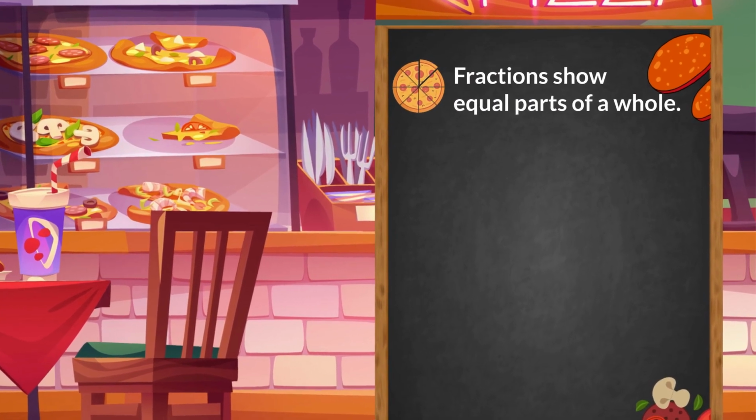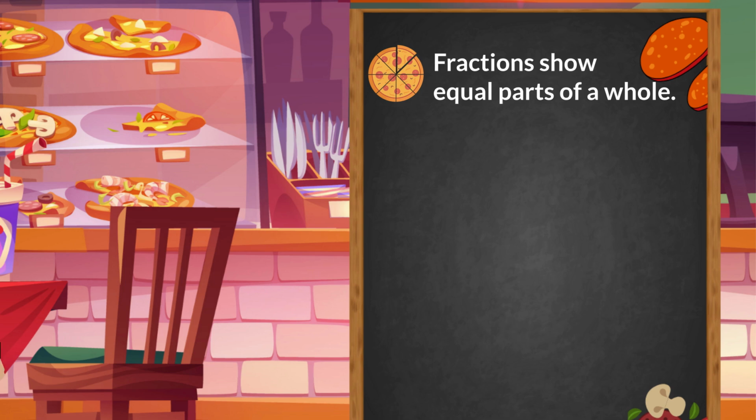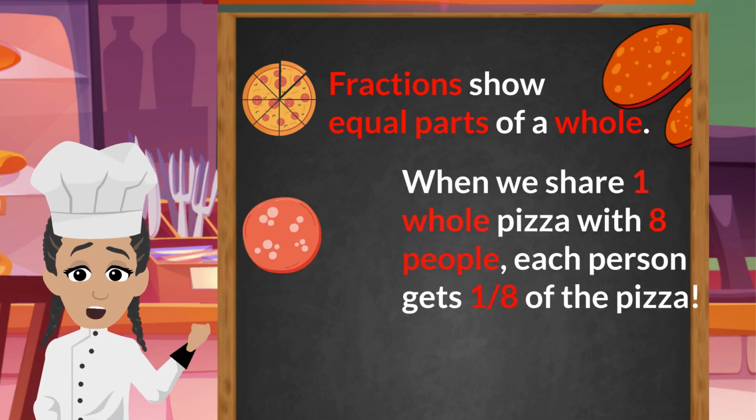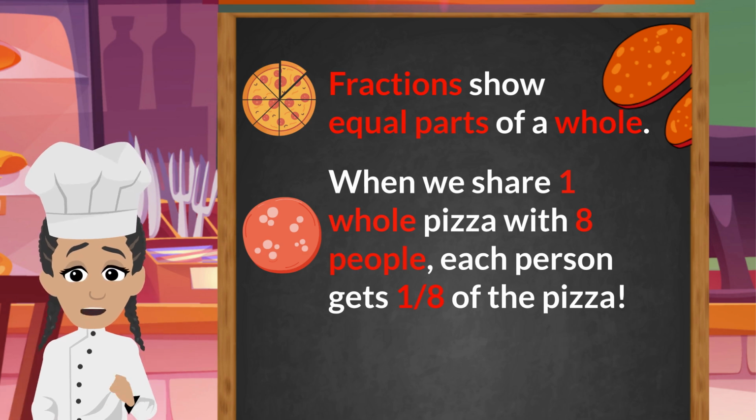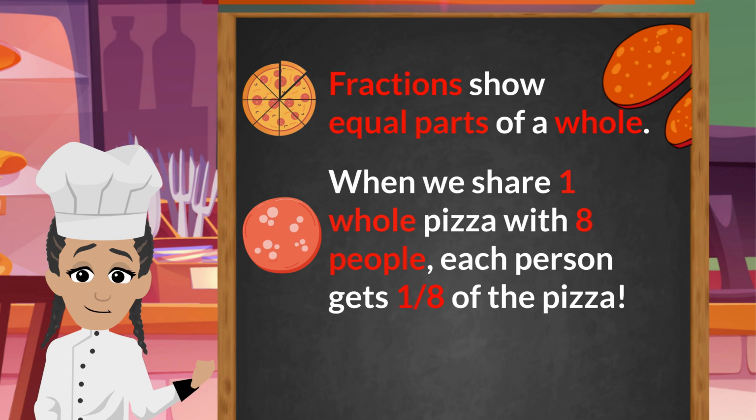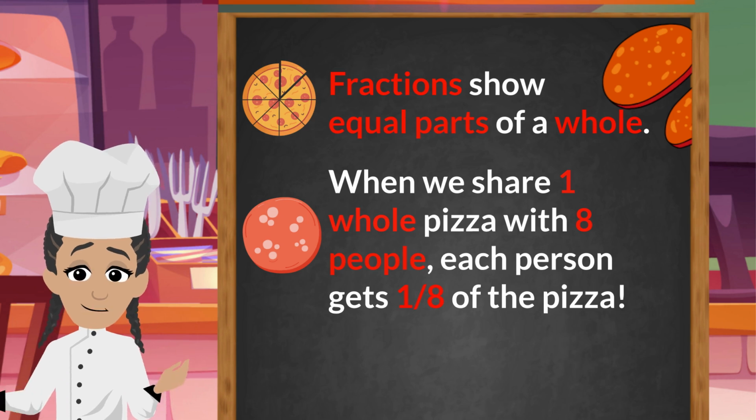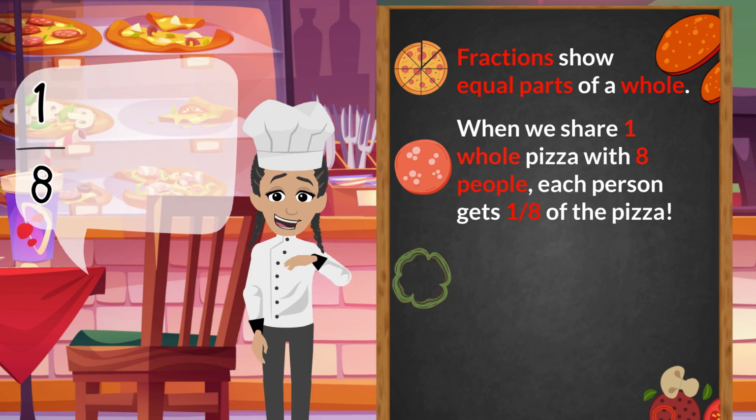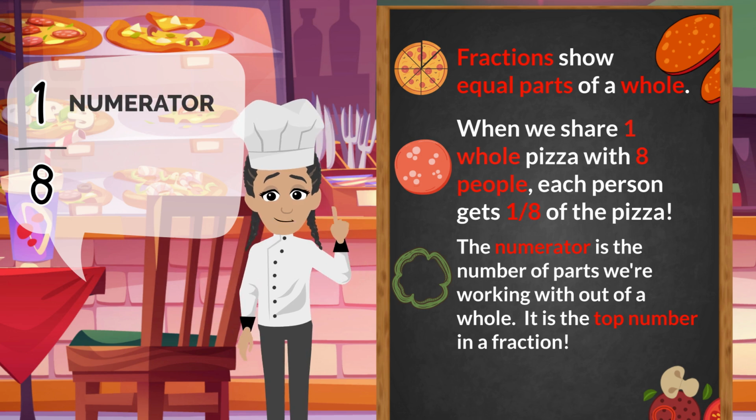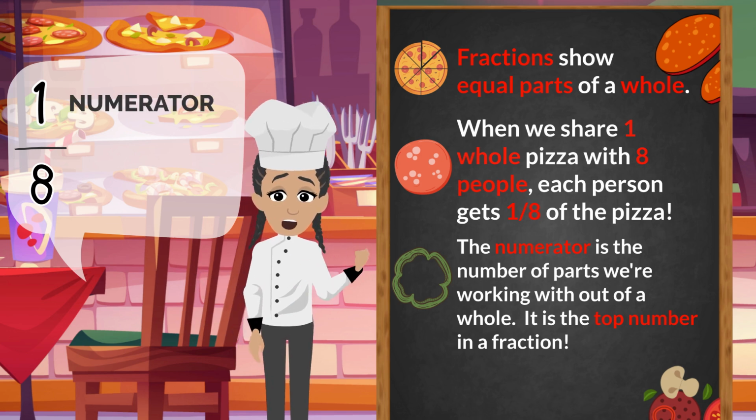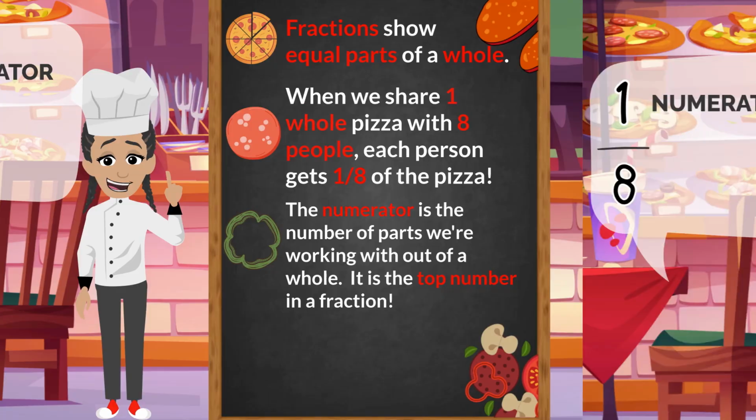Fractions show equal parts of a whole when we share one whole pizza with 8 people. Each person gets 1/8 of the pizza. The numerator is the number of parts we are working with out of a whole. It is the top number in a fraction. Today, we were working with 1 slice of pizza, so our numerator was 1.